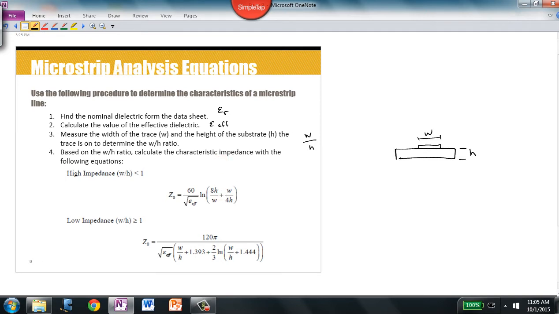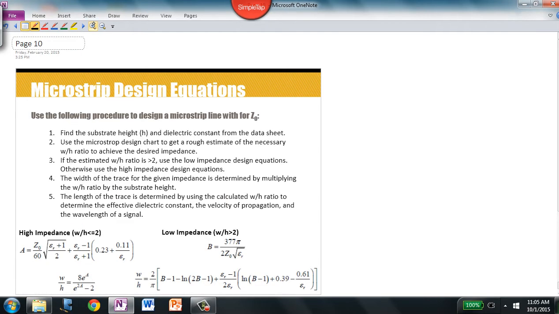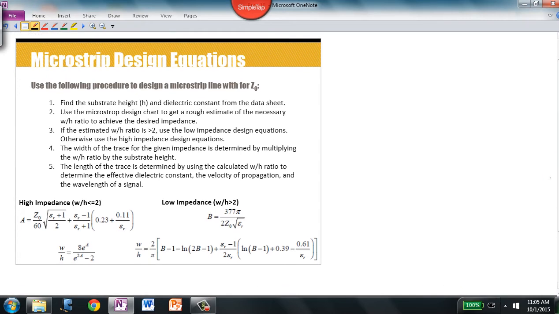So that's microstrip analysis. And the other condition we might find ourselves in is designing a microstrip transmission line. And so if we have known printed circuit board material and we want to design a microstrip T-line, what we have to do is we have to determine our W to H ratio. And so we've got some equations that allow us to do that. So the first thing is that we need to find the substrate height and the dielectric constant from the data sheet. So that gives us H and epsilon R.